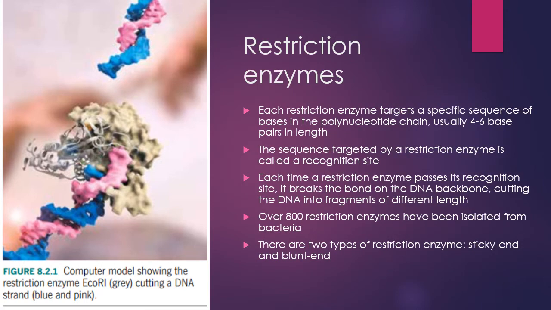So each restriction enzyme targets a specific sequence, as I said, and it's usually 4 to 6 base pairs in length. So that allows them to select a restriction enzyme that's going to be most appropriate to isolate the gene that they want to isolate. I mentioned before that that's called a recognition site. And each time the restriction enzyme passes the recognition site, it's going to make a cut by breaking the bonds on the DNA backbone. There's 800 different restriction enzymes, and there's 2 different types, sticky end and blunt end, and that's just based on the way that they actually cut the DNA.